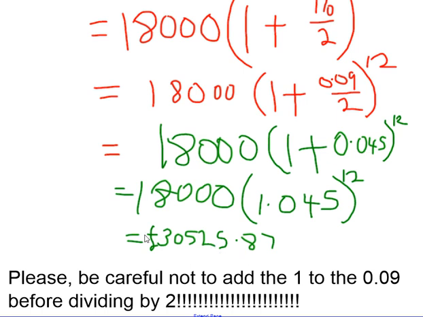So we've got to be careful. When we are asked for the interest, we take away the principal amount from the total value of the investment to get the interest. But when we are asked for the total value of the investment, this will be our final answer. I hope that helps on compound interest.